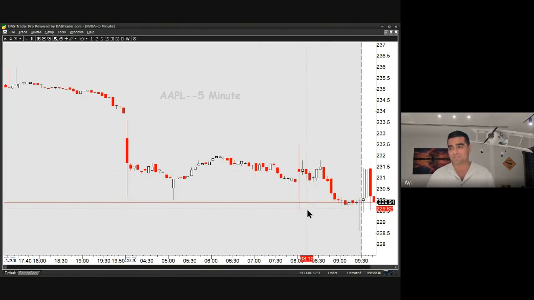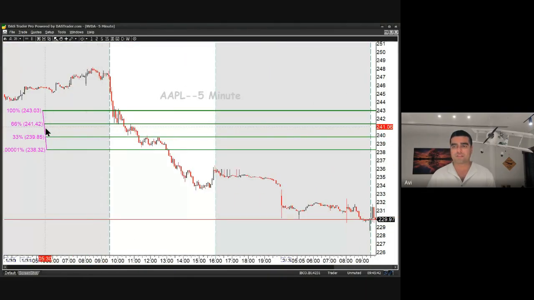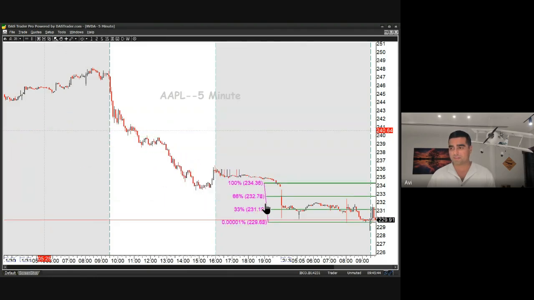And you can see the bottom of the range is right at the measured move level here. The top is a little further out. So that's all there is. Let's see what we can do with this.